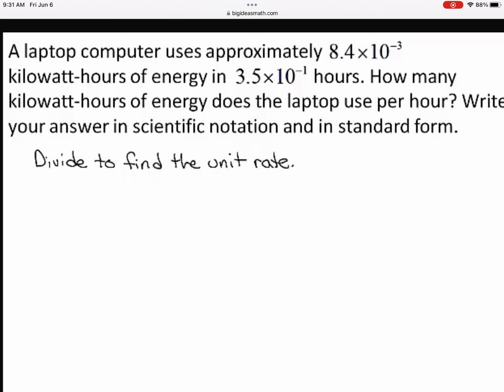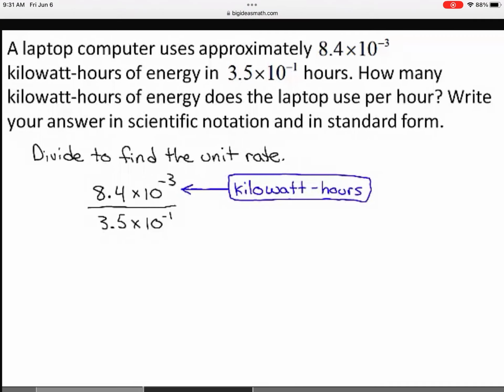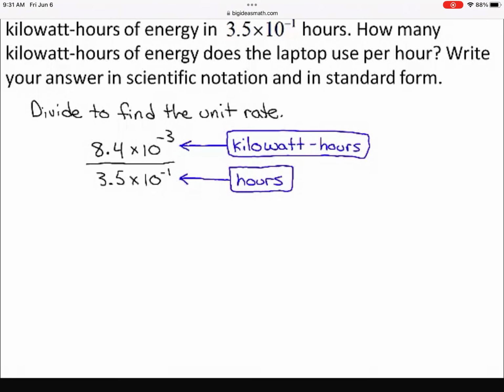The unit rate is given by the quantity 8 4/10 times 10 to the negative third power divided by the quantity 3 5/10 times 10 to the negative first power. Notice that the units in the numerator are kilowatt hours, and the units in the denominator are hours. Next, rewrite the expression as 8 4/10 divided by 3 5/10 times the quantity 10 to the negative third power divided by 10 to the negative first power.